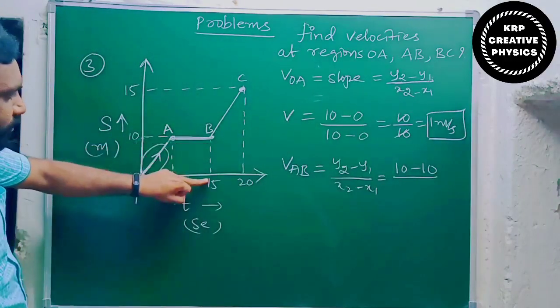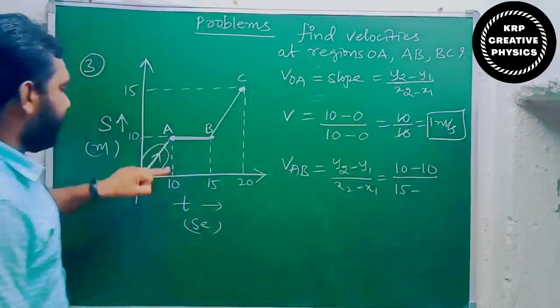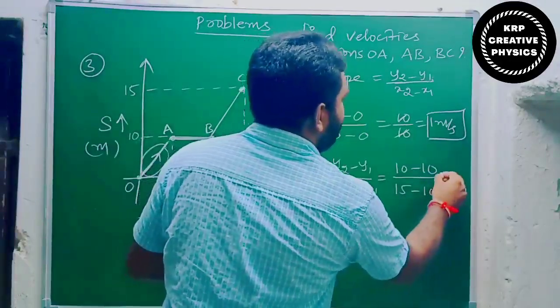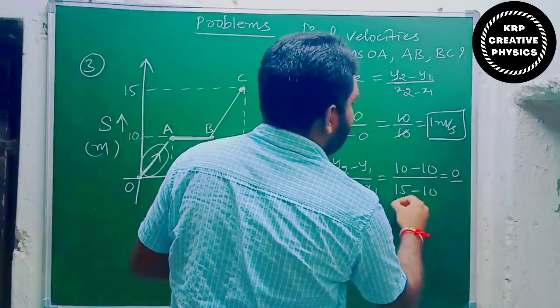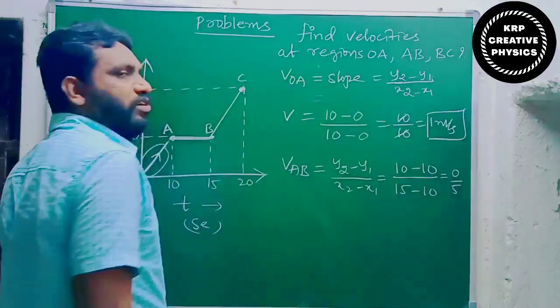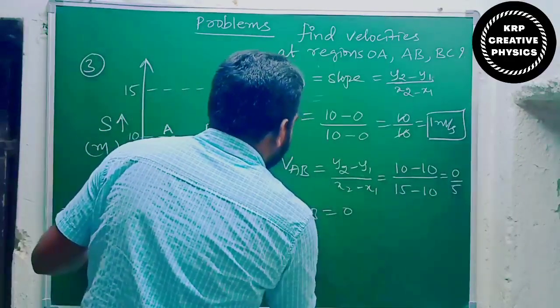Now x2 minus x1. At B, what is the time here? 15. At A, what is the time? 10. So 10 minus 10 is how much? 0. So 0 by 15 minus 10, which is 5. Whatever it may be, 0 by something is 0. So in the AB region, velocity is 0.